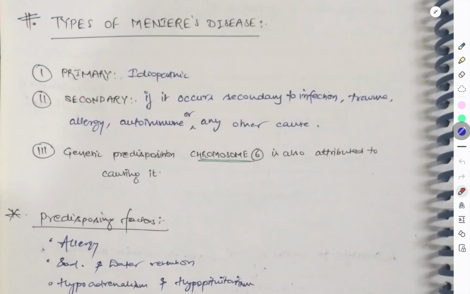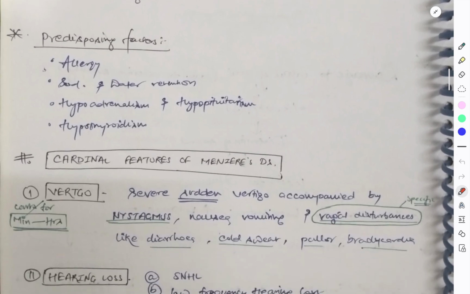Coming to types of Meniere's disease, first we have primary, which is idiopathic; the cause is not known. Secondary is secondary to infection, trauma, allergy, autoimmune, or any other cause. Third, there is genetic predisposition, that is chromosome number 6 is also attributed for causing Meniere's disease. What are the predisposing factors? The first one is allergy, then we have sodium and water retention, hypoadrenalism, hypopituitarism, and hypothyroidism.